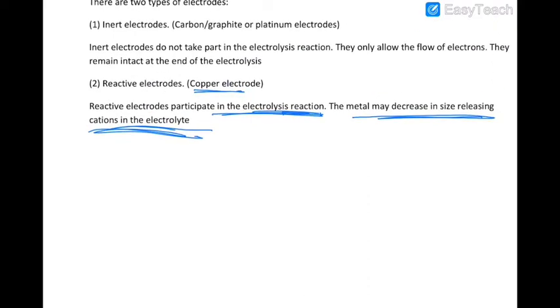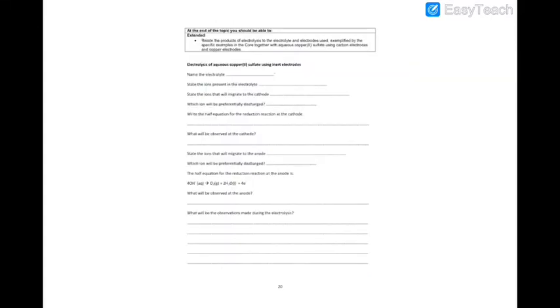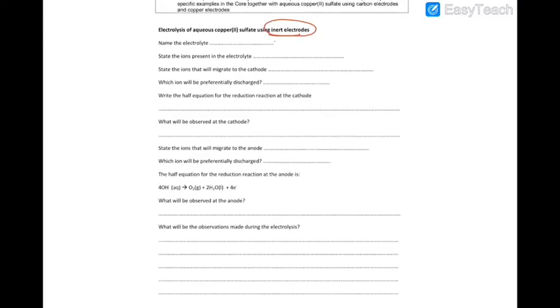With inert electrodes, the electrode will not release ions in the electrolyte. But when we're talking about reactive electrodes, it means that the ions can be from the metal electrode. Let's see the difference. We'll see electrolysis of aqueous copper sulfate using inert electrodes first, and then we'll see it with reactive electrodes.